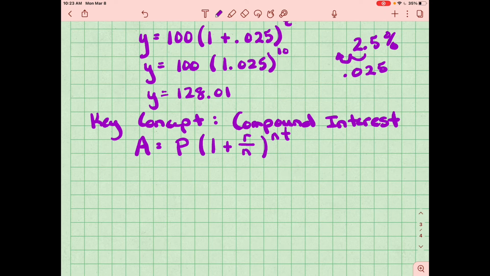And as I get interest, a fraction of my interest added onto me, I am going to actually be earning even more interest on that. So here's an example. It says Maria's parents invested $14,000 at 6% per year compounded monthly.